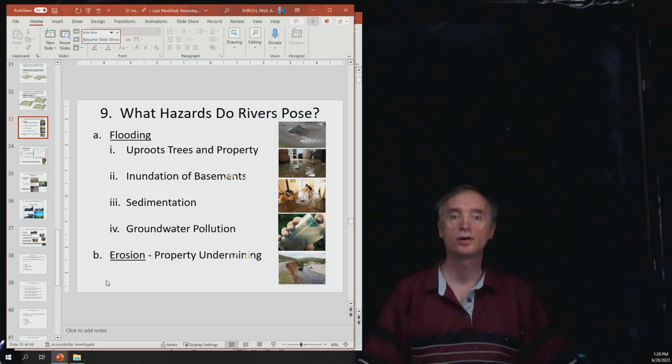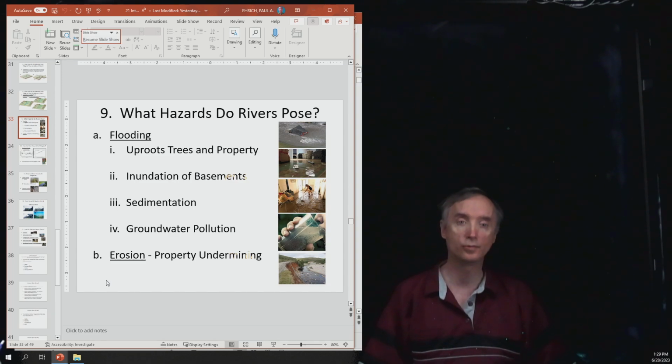We want to talk about how do rivers interact with humans, and then how do humans interact with rivers. So the first one is going to be what kind of hazards do rivers pose? So they cause flooding, and that flooding can uproot trees and damage property. It can inundate basements with water.